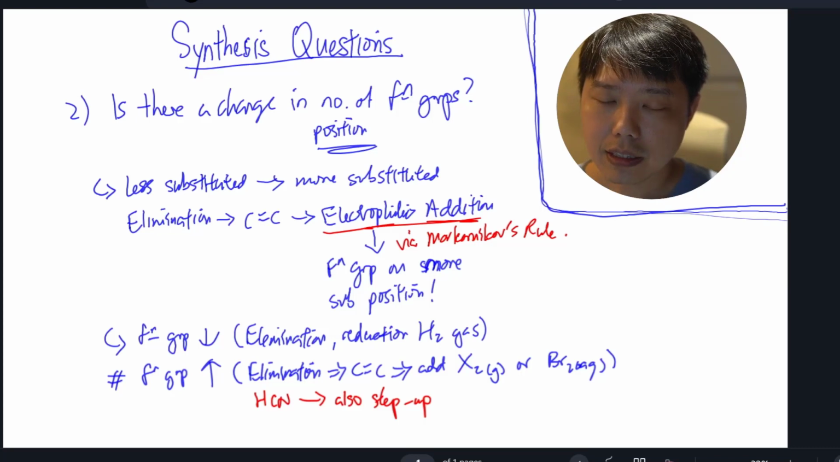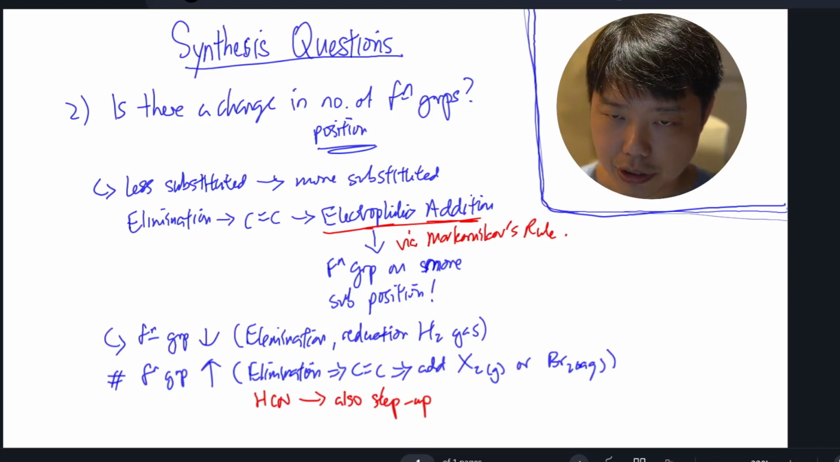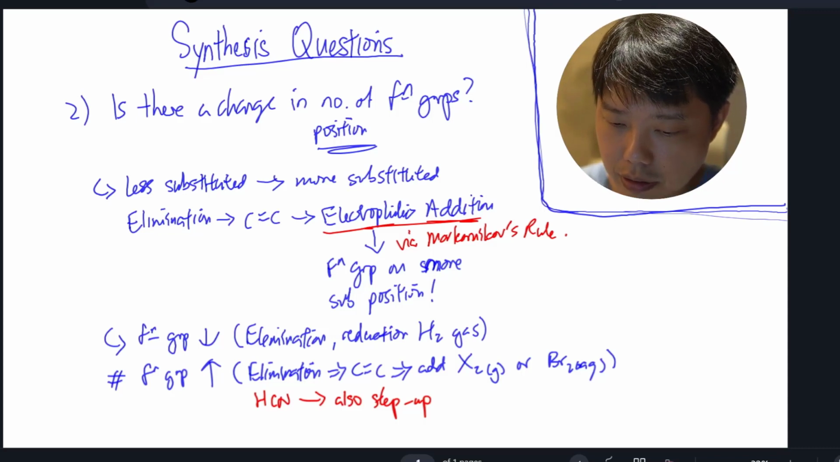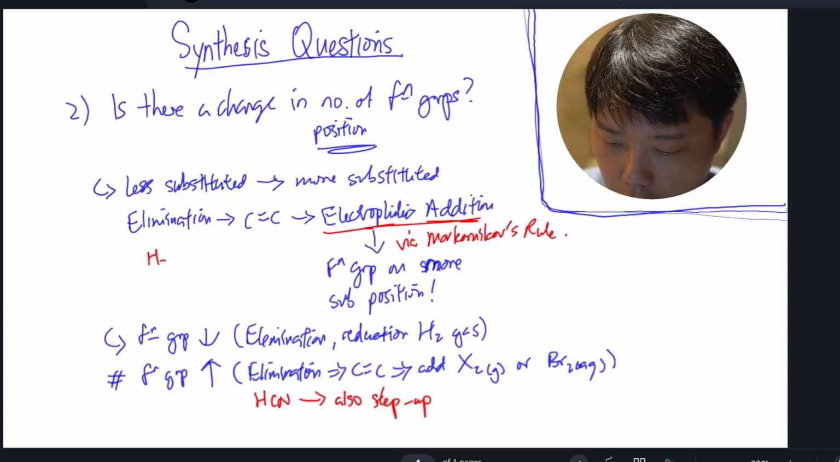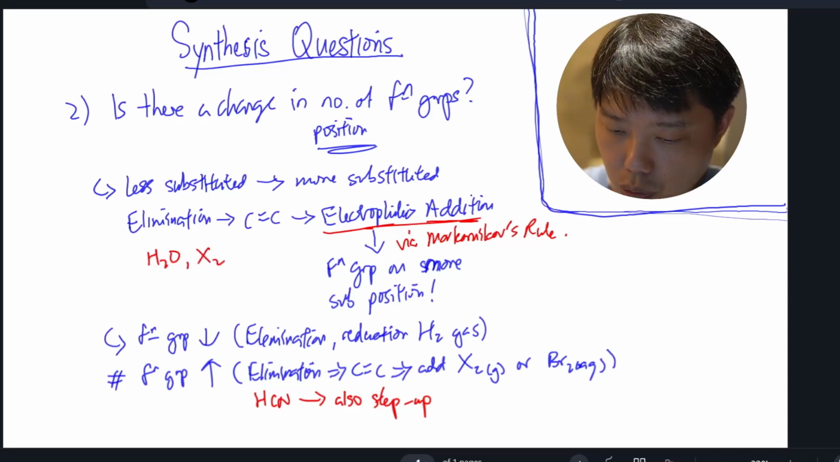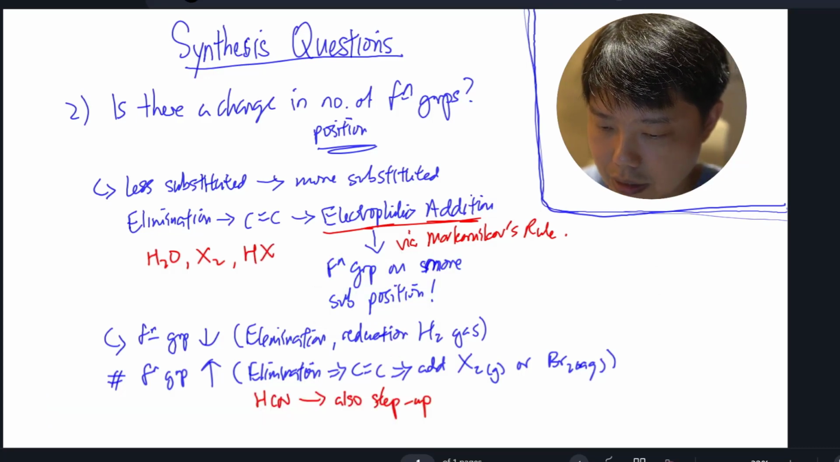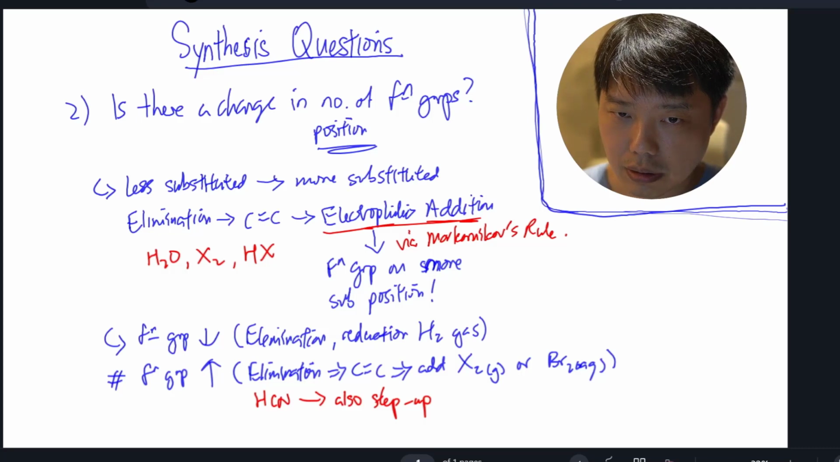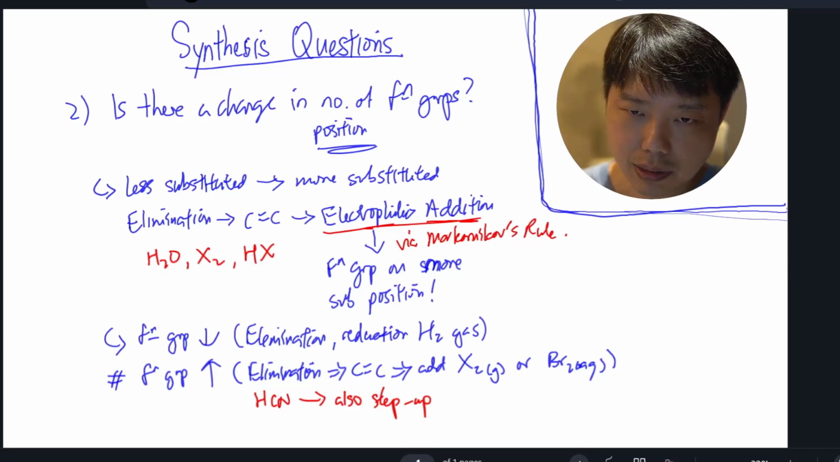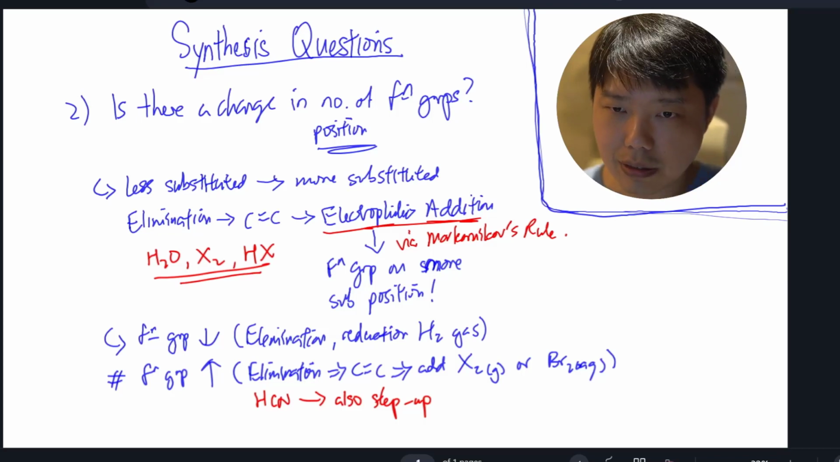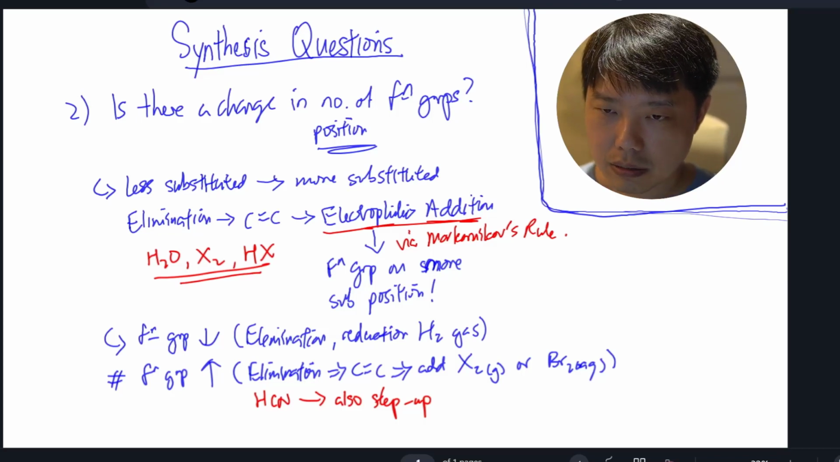So by the way, guys, in order to do all this elimination process, you got to make sure that there are things to eliminate. Okay, so you either have water to eliminate, or X2 to eliminate, or HX to eliminate. So there is a few things that you will need. Any functional group that you can eliminate. So these are the common ones which you can use to eliminate. If you don't see these, most of the time you cannot do elimination.